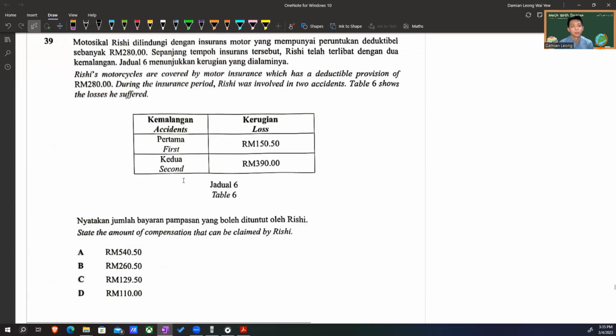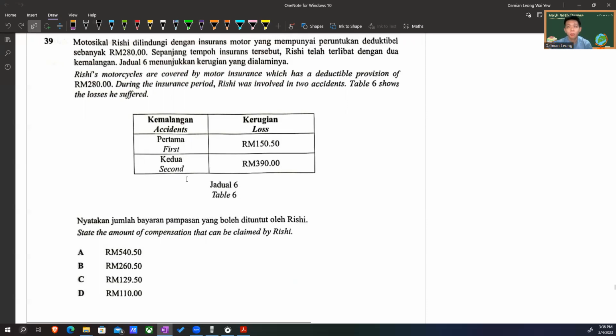Then question 39. Rishi's motorcycle covered by motor insurance, deductible provisions 280 ringgit. So during insurance period, Rishi was involved in 2 accidents. Table 6 shows the losses that he suffered. Okay. So amount of compensation that can be claimed by Rishi. So for accidents, the motor insurance deductible is based on each accident. It's not based on the year.